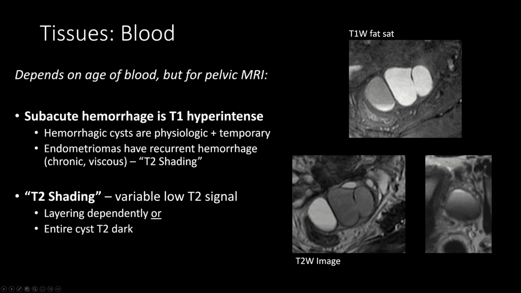The pattern of shading is variable. Classically, it was described as a gradient of T2 signal with layering dependent on hypointensity, like this image here. But it can also be more homogeneously T2 hypointense, like it is here on this image on the left.